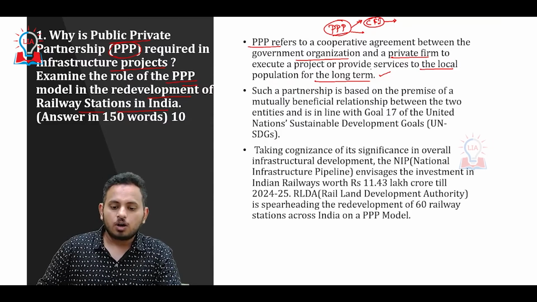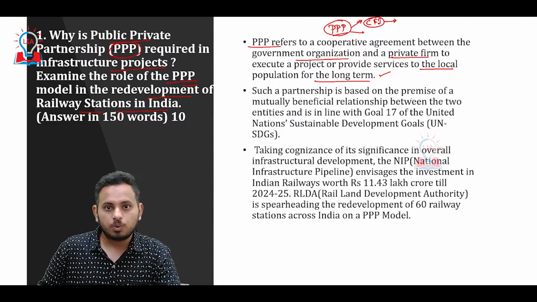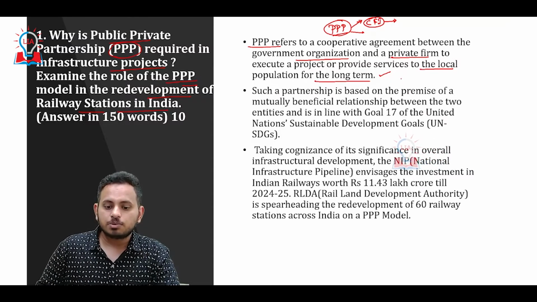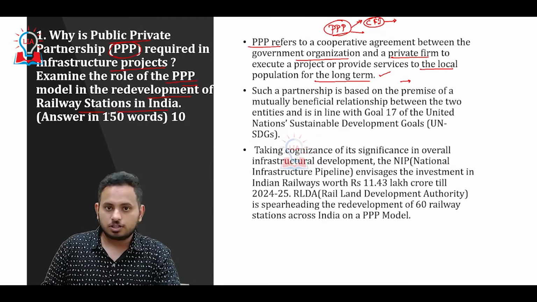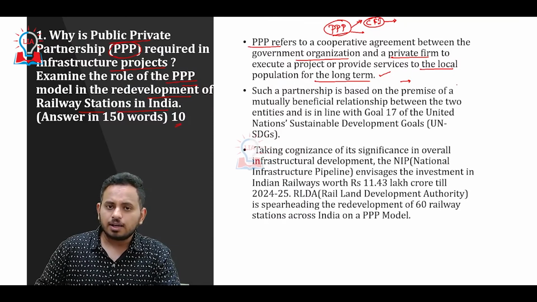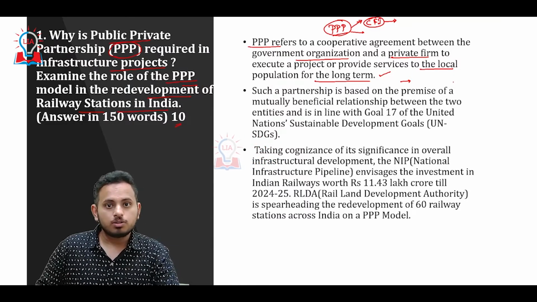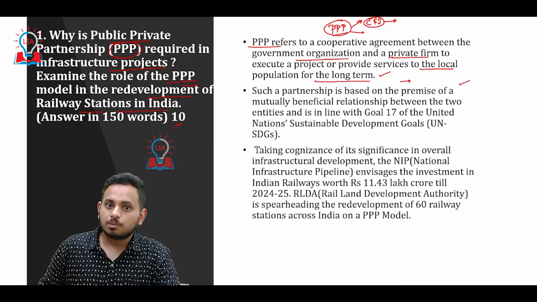See, according to the national infrastructure pipeline that the government has come up with, the infrastructure creation has been one of the most important pillars of the development. Okay, this is undisputed. So in this scenario, how will this PPP model help in the redevelopment of the railway stations? As this is a 10 marker, you can have one subheading and you are writing the loopholes in the railway infrastructure. And how do we make use of this public private partnership?